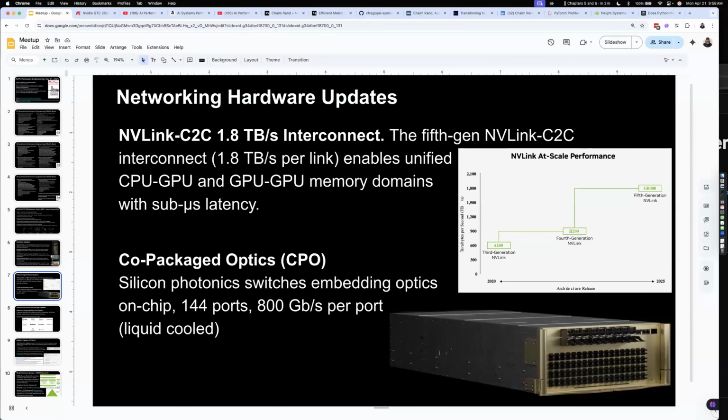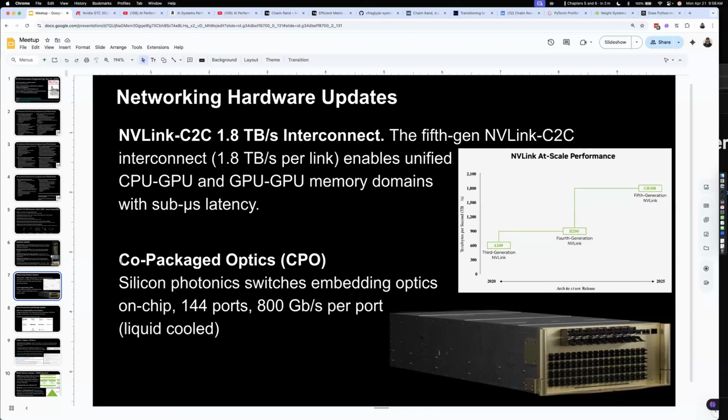So, more on the networking hardware. I did mention that the CPU and the GPUs talk to each other with what's called NVLink C2C, chip to chip, and this is a 1.8 terabyte per second interconnect. It's the 5th generation of this, and you can see kind of a step climb here, from the A100 and the 3rd generation NVLink, up to the 4th generation, up to the 5th generation here, up to 1.8 terabytes per second.